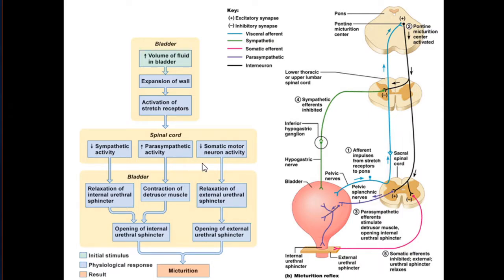But also, at the same time, impulses will be sent to the brain cortex, and it will lead to decreased somatic control and relaxation of the external urethral sphincter. And as a result of opening of the external and internal sphincters and contraction of the detrusor, micturition occurs. That's the complete pathway, including the brain cortex on top, which will control the micturition.